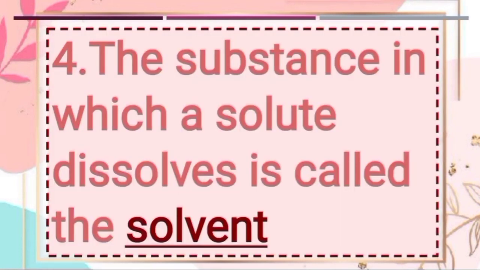Now let's understand fourth fill in the blank. The substance in which a solute dissolved is called the dash. Options are solution and solvent. The answer is solvent, because a solution is formed when two or more substances mix together such that they are evenly distributed. And the substance in which the solute dissolved is called solvent.